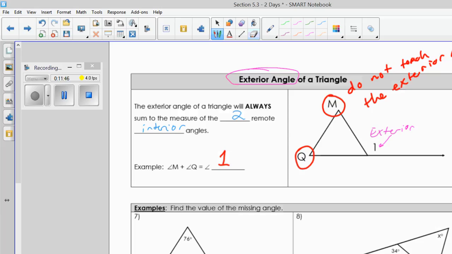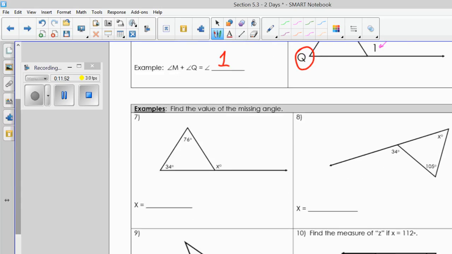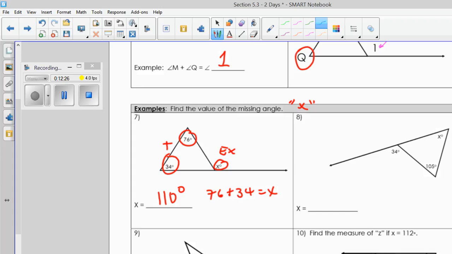So we're going to use this formula now to find the missing values in this problem. We want to find the missing angle value, so we're going to want to find X. That's what these are saying, find X. If we look here, this angle X is your exterior angle. The exterior angle theorem says that angle X, your exterior angle, will equal the sum of these two interior angles, the two angles that do not touch that exterior angle. So we're going to go 76 plus 34 equals X. That's going to equal 110 degrees. Your exterior angle will always equal the sum of the two remote interior angles.